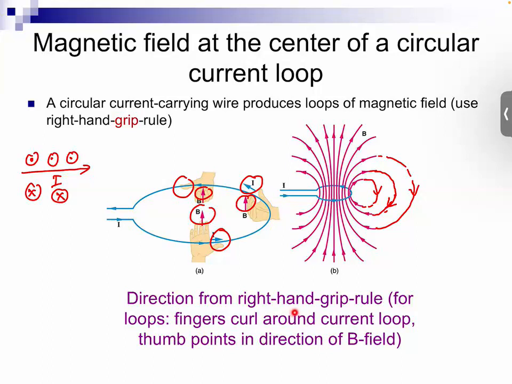As written here, right hand grip rule for loops. You curl your fingers around the loop in the direction of current flow, and your thumb points in the direction of the magnetic field. So it's now easier. You don't have to orient your thumb at different directions at each point, but rather just curl your fingers in the direction of the current, and your thumb is pointing upwards, meaning the magnetic field lines are going upwards from the middle of the loop.